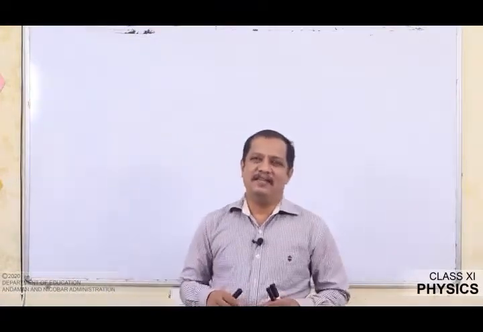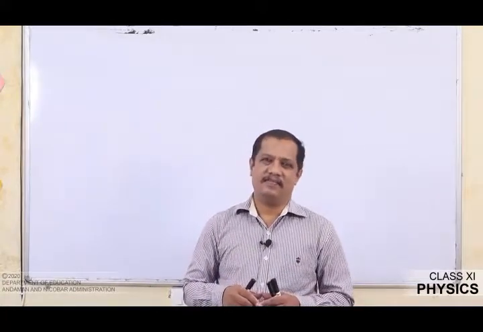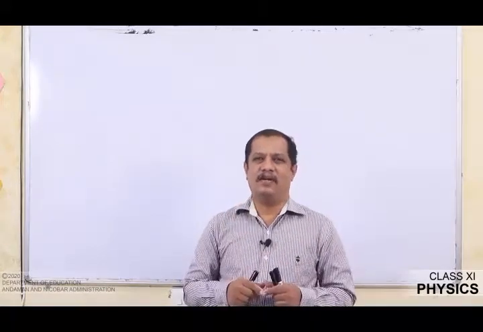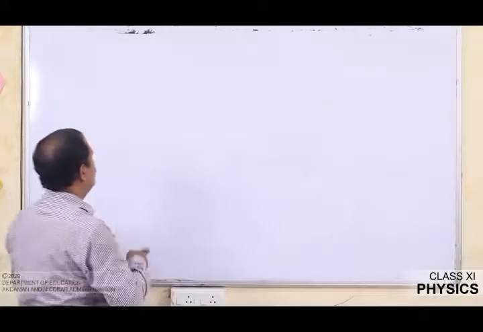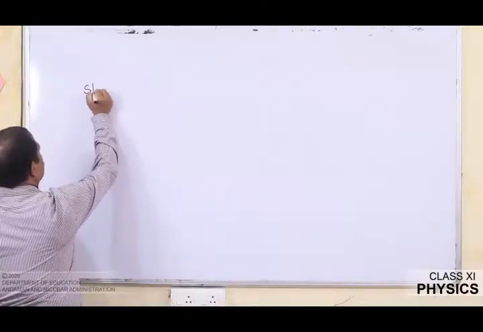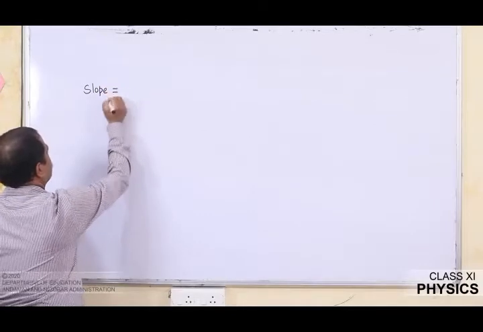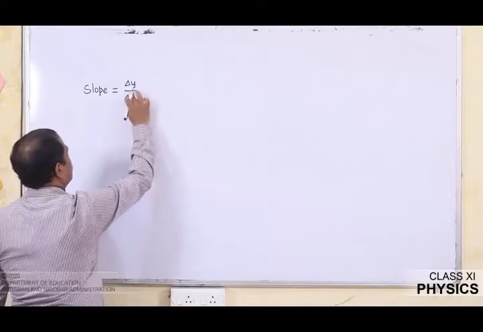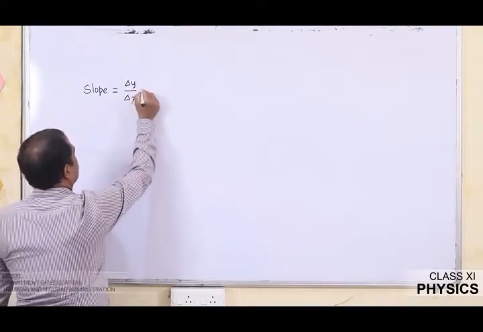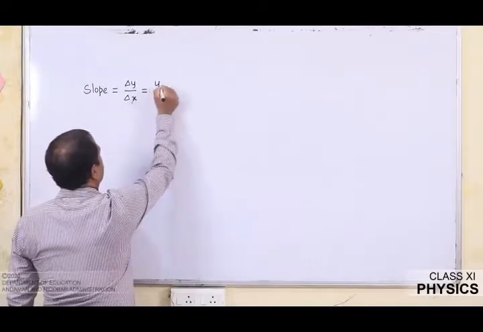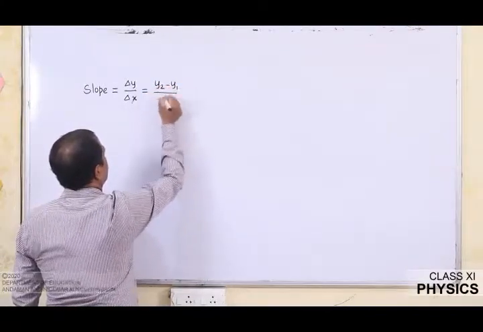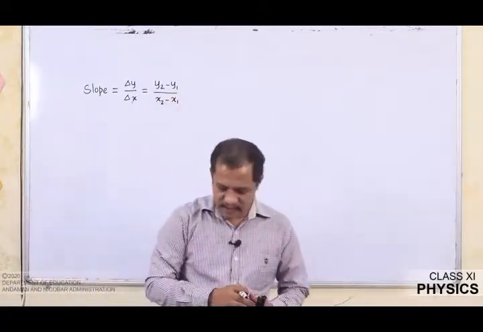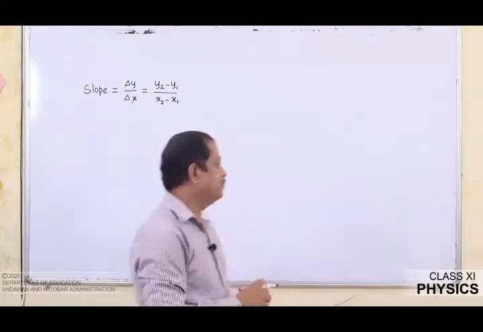We are trying to study the slope of the different curves. In the last class, we derived a formula for calculating slope, which I said, if you remember, I wrote like this: slope is equal to delta y upon delta x, which in turn we wrote like this, y2 minus y1 upon x2 minus x1. Now, today we shall see a little more detail on it.